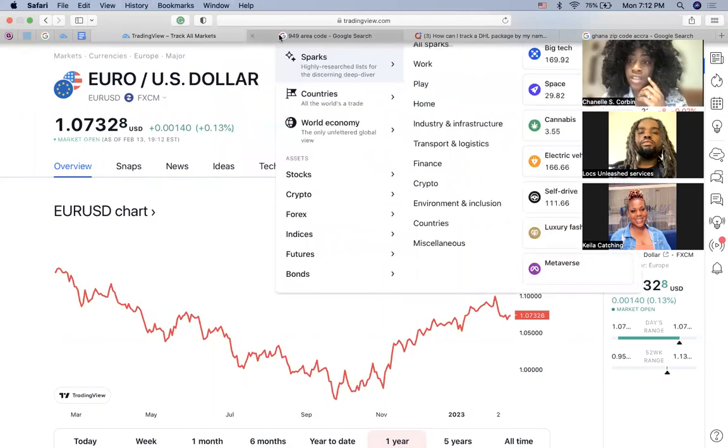So the website that we're going to use to do a lot of our analysis is called tradingview.com. Now, you may or may not be familiar.